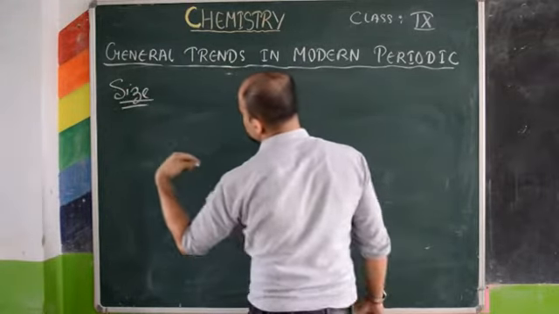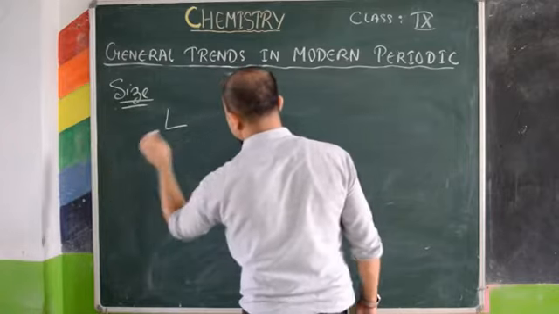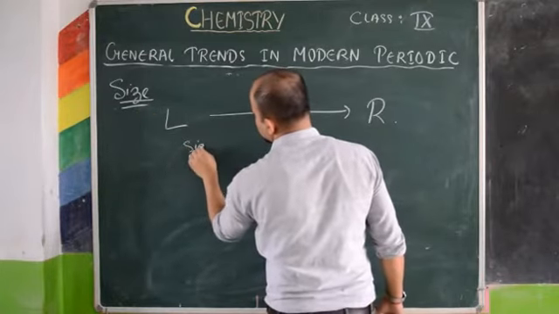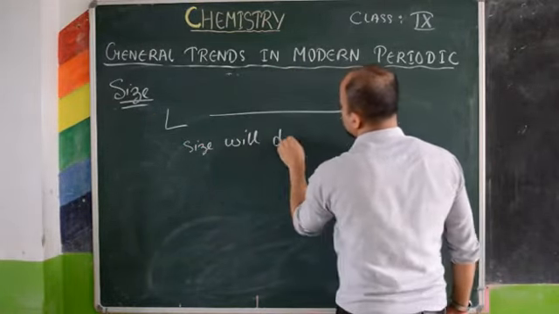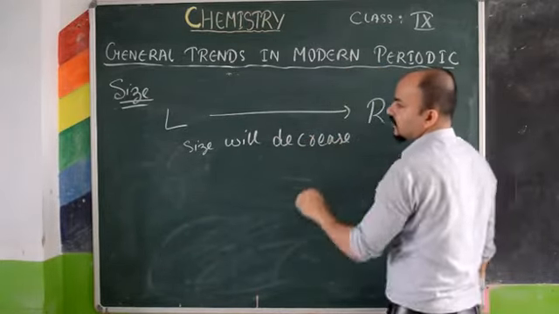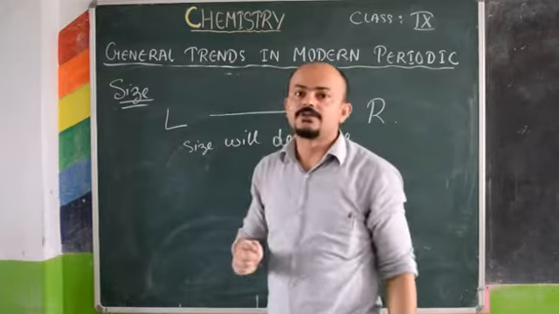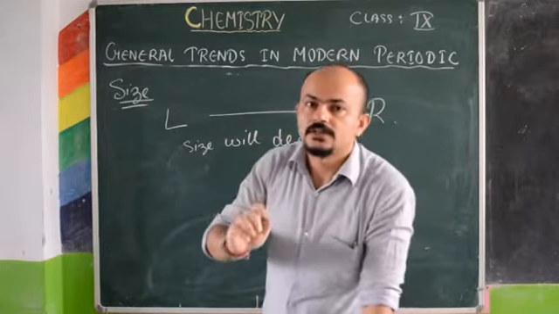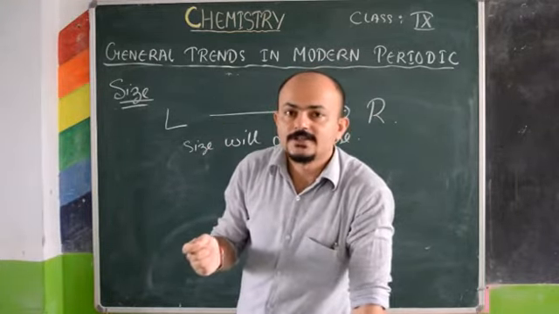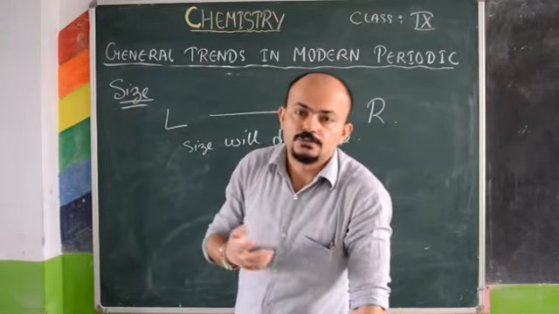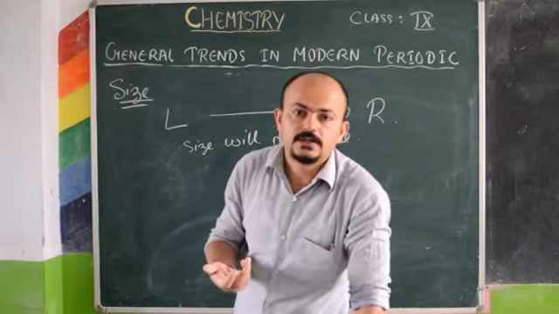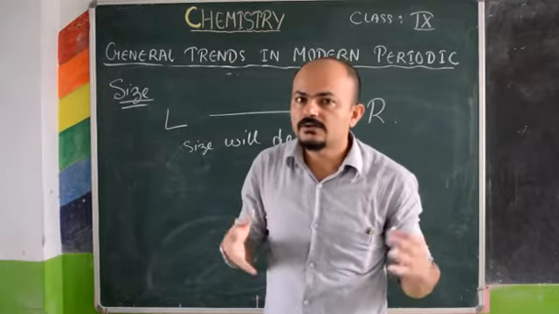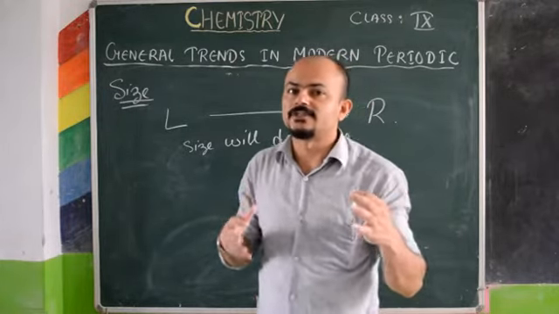Now, as you move from the left hand side of the periodic table to the right hand side of the periodic table, size will decrease. Why will it decrease? Because the atomic number increases. As the atomic number increases, the number of electrons also increases, and the number of protons in the nucleus also increases. So protons are positively charged, electrons are negatively charged. More positive charge, more negative charge, more attraction. If the attraction is more, what will happen to the size? The size will decrease. Please remember.